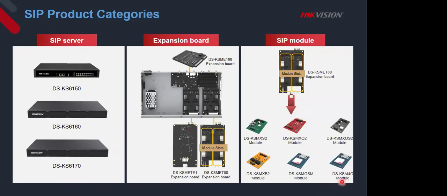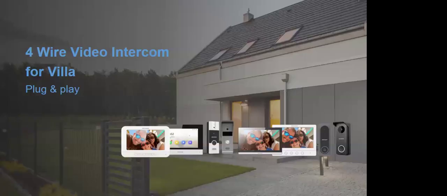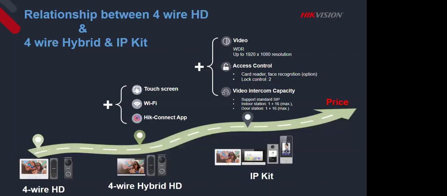A lot of the guys are going for the G4 models. This gives us the capability of putting in a SIM card, not just network itself, but you can also use network. So moving forward from those models, we also have our 4-wire plug and play for, you know, the guys that don't want a technician at their house or something. So 4-wire HD, 4-wire hybrid. So this gives us the capability of using Wi-Fi on the indoor station in order to communicate to the network on our Hik Connect app.